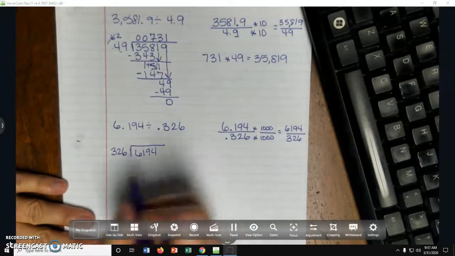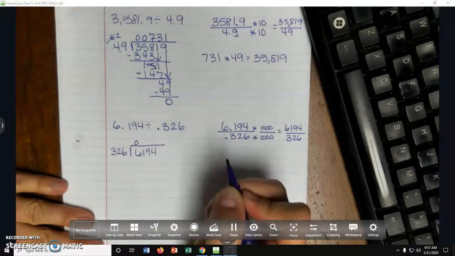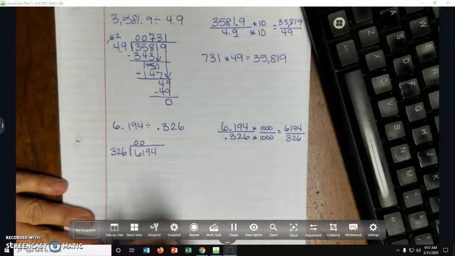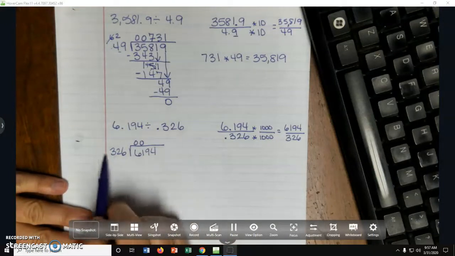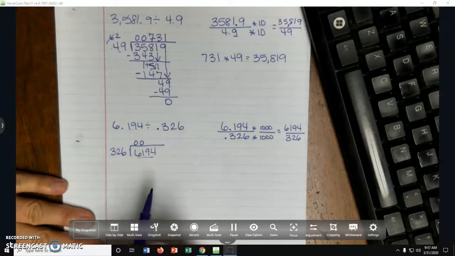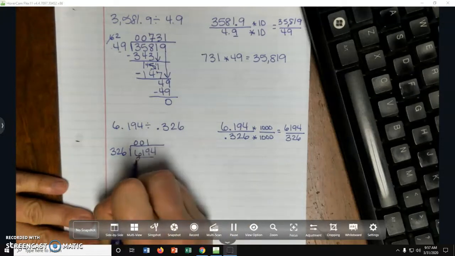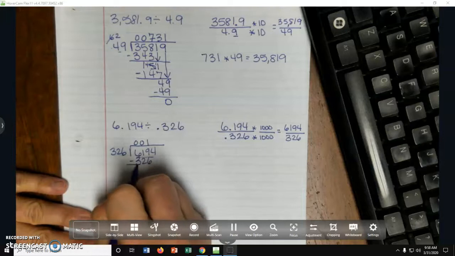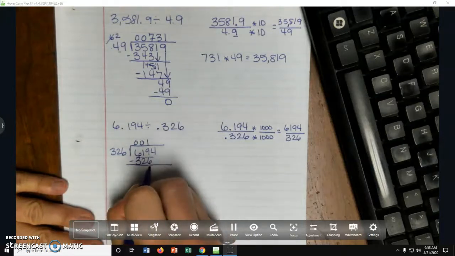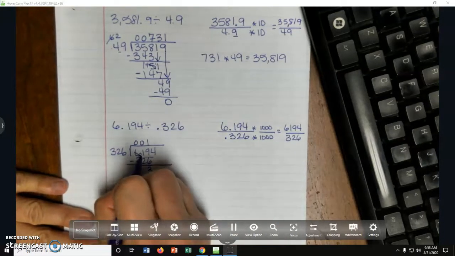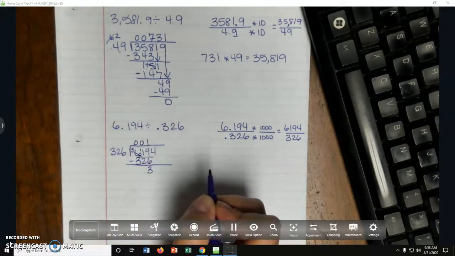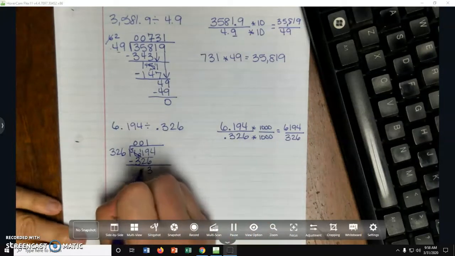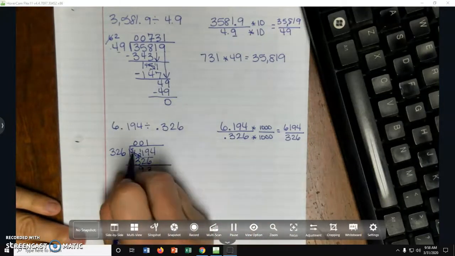Does 326 go into 6? Absolutely not. Does it go into 61? Absolutely not. Does it go into 619? Absolutely. How many times? I can see that this doubled is going to be more than 619, so I know it's only going to go in one time. Then I'm going to subtract: 9 take away 6 is 3. Do some regrouping. That 100 becomes 10 tens. I now have 11 tens. Take away 2 tens gives me 9 there.